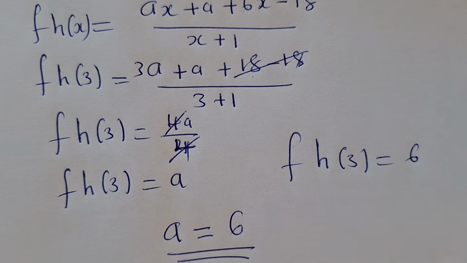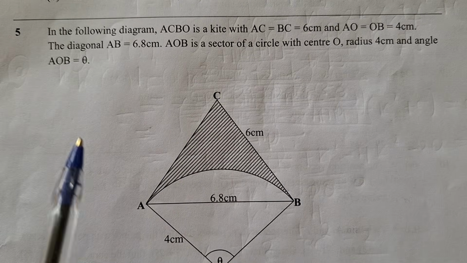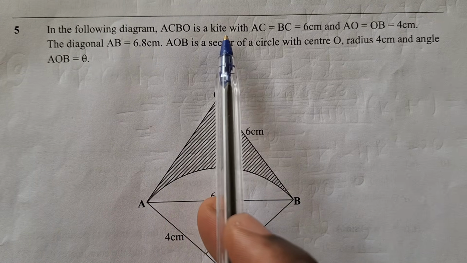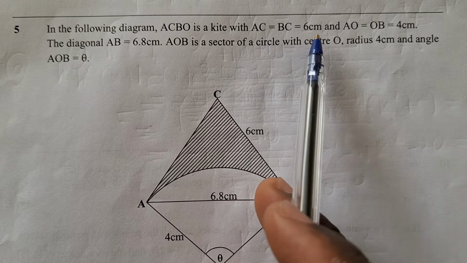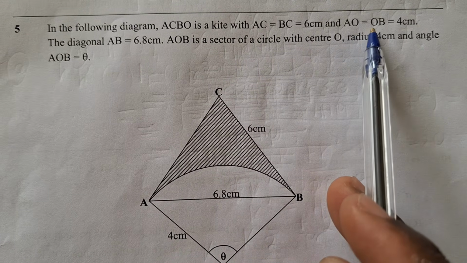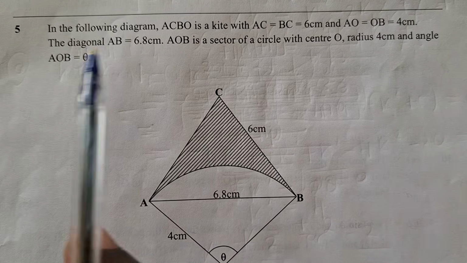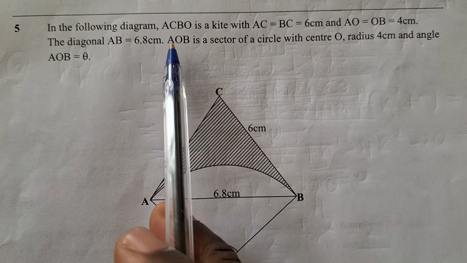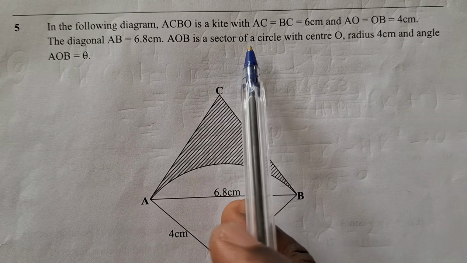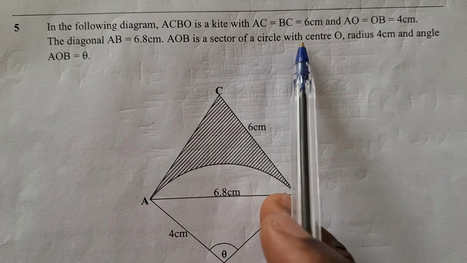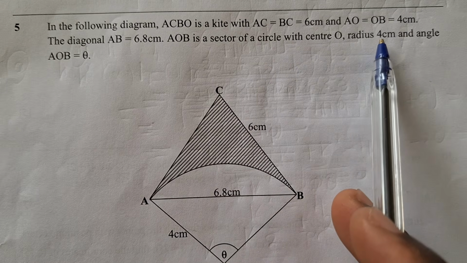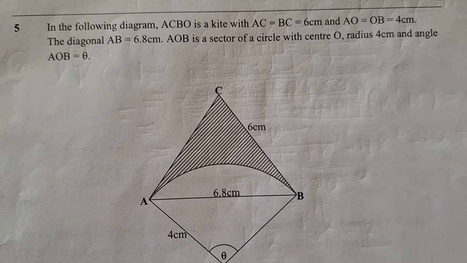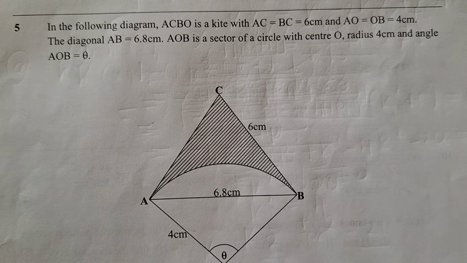Let's go to the next question. Question number 5 reads, the following diagram, ACBO is a kite with AC equal to BC equal to 6 centimeters and AO is equal to OB equal to 4 centimeters. The diagonal AB is equal to 6.8 centimeters. AOB is a sector of a circle with center O, radius 4 centimeters, and angle AOB is theta. So you can see this is the diagram we're talking about.